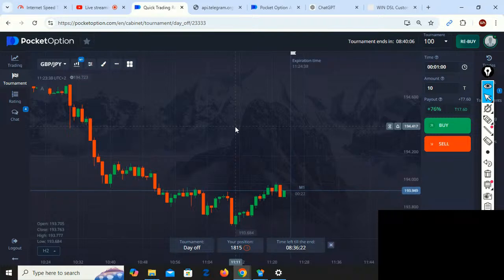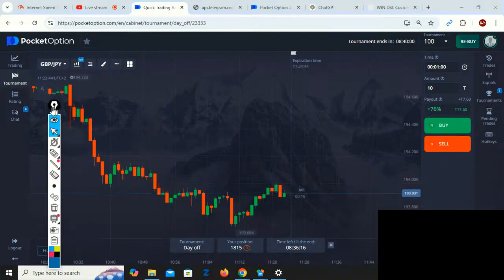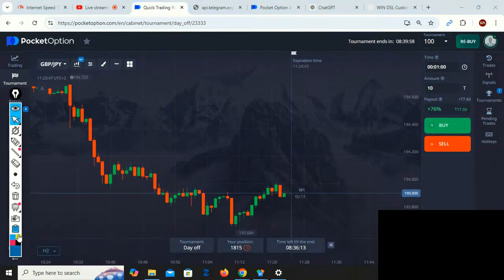So let's start by setting up the basics. First, you need to set your expiry time to 1 minute.